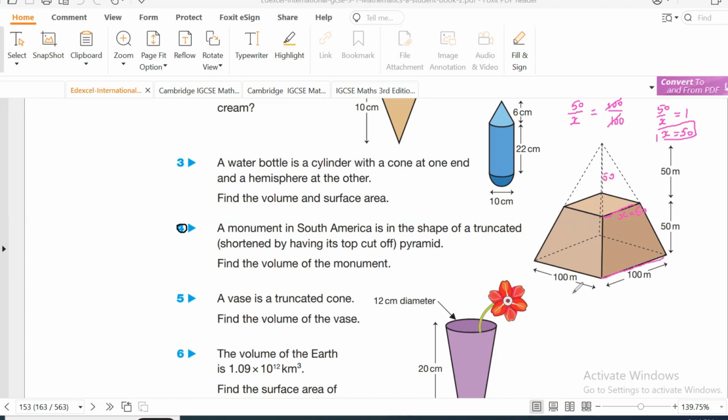So if you want to make the rule, volume of truncated part is equal to volume of the total, which is 1 over 3 base area. Base area means 100 squared, into height. Total height is 100, minus 1 over 3 the volume of the upper part, which has the base area 50 by 50. All sides are equal because it is square based. So 50 squared and the height, we already know that this height is 50.